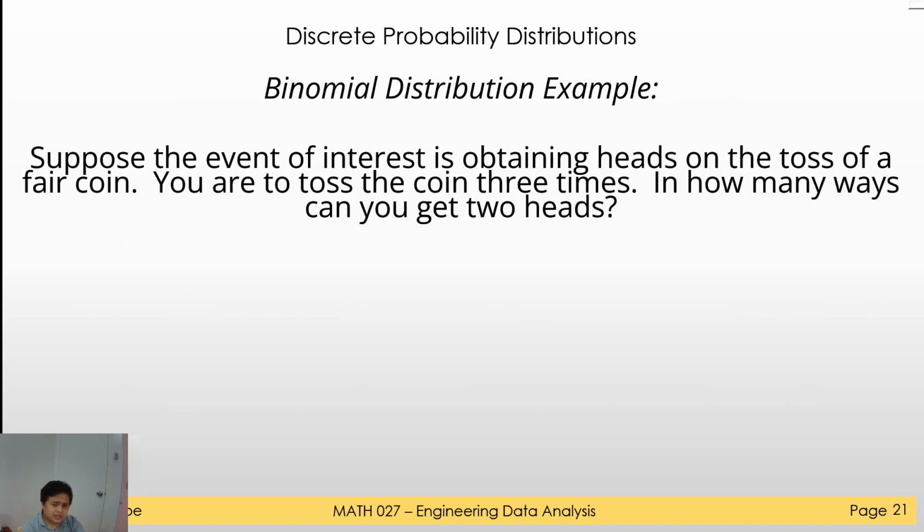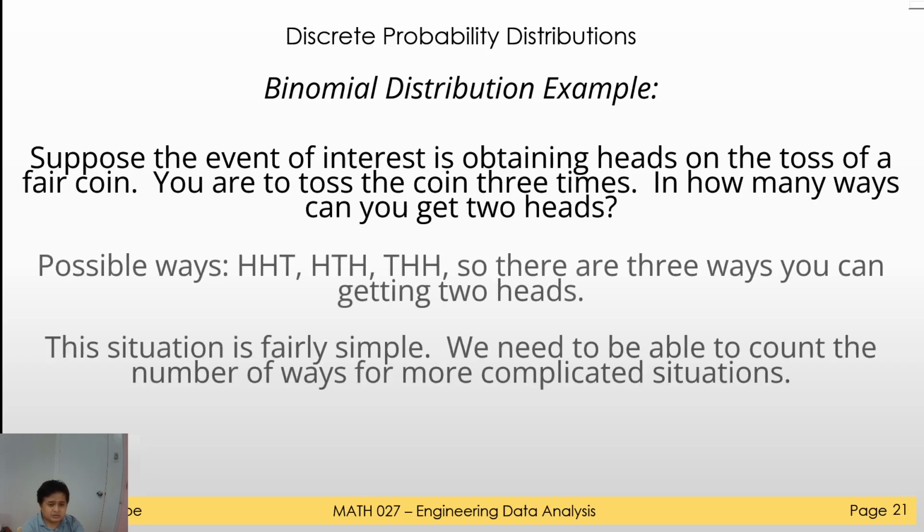Here is an example of binomial distribution. Suppose an event of interest is obtaining heads on the toss of a fair coin. You are to toss the coin 3 times. In how many ways can you get 2 heads? There are 3 cases when we get exactly 2 heads. We can just count the number of ways and then divide over all the cases.